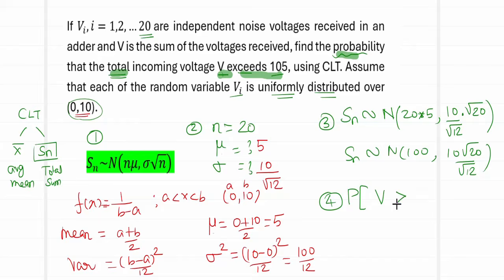How to write exceed as greater than? What is the requirement? 105. So I want the probability of V greater than 105. Now this problem in V has to be converted to the problem of Z. How to go about it?